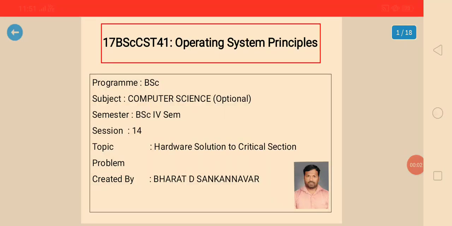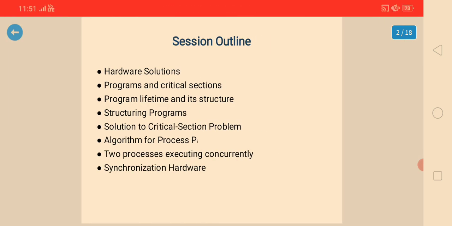Hello, let's begin session number 14. The topic is hardware solution to critical section problem. In this session we are going to discuss what is the hardware solution, program and critical section, program lifetime and its structure, structuring programs, solution to critical section problem, algorithm for process Pi, two processes executing concurrently, and synchronization hardware.